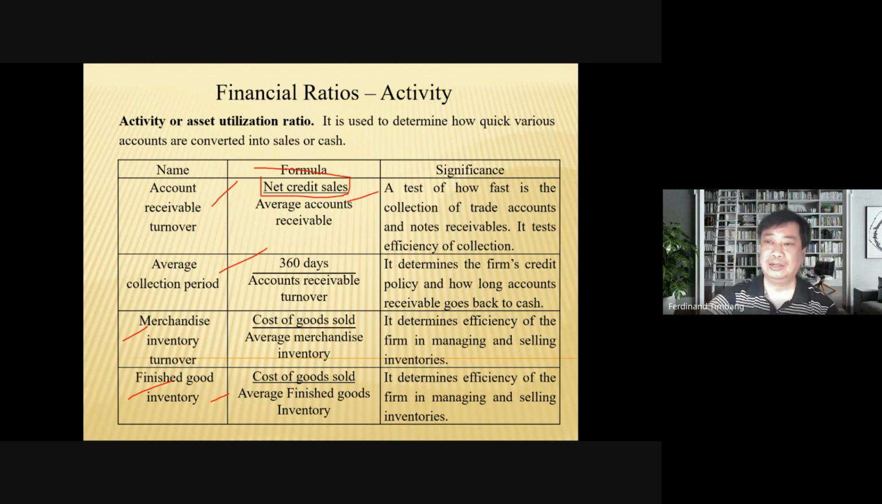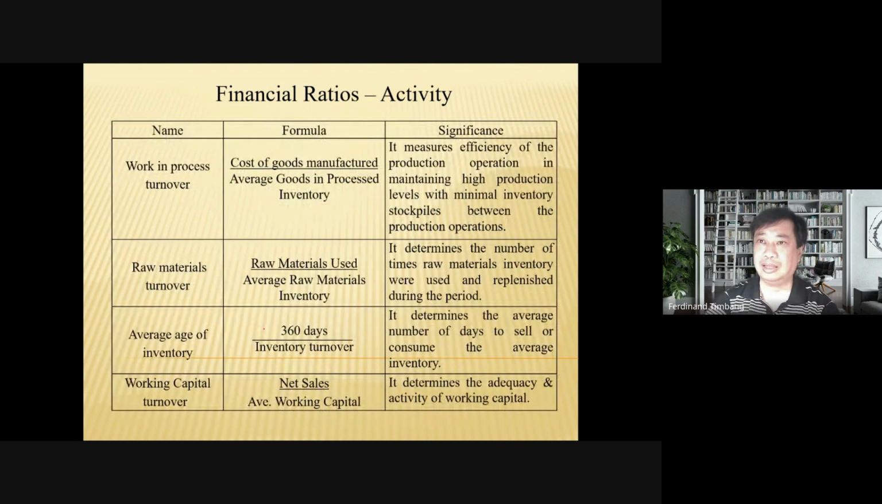So ganun siya. For the merchandise inventory, you have the cost of goods sold over the average merchandise inventory. Huwag na natin pansinin itong mga to kasi sa manufacturing yan. And then we have the age of inventory. So you have 360 days over inventory turnover. Ibig sabihin, yung number of days for you to sell your inventory.